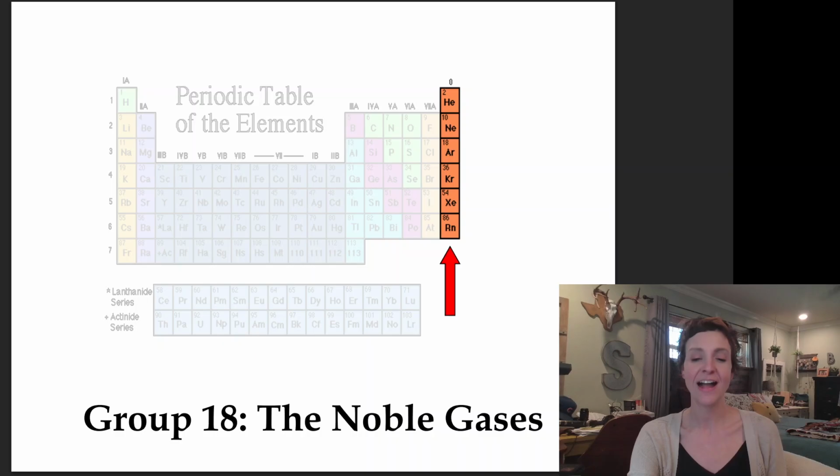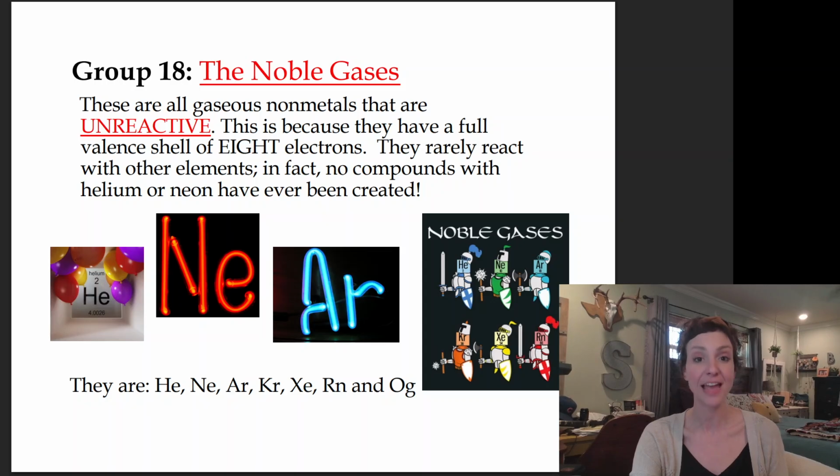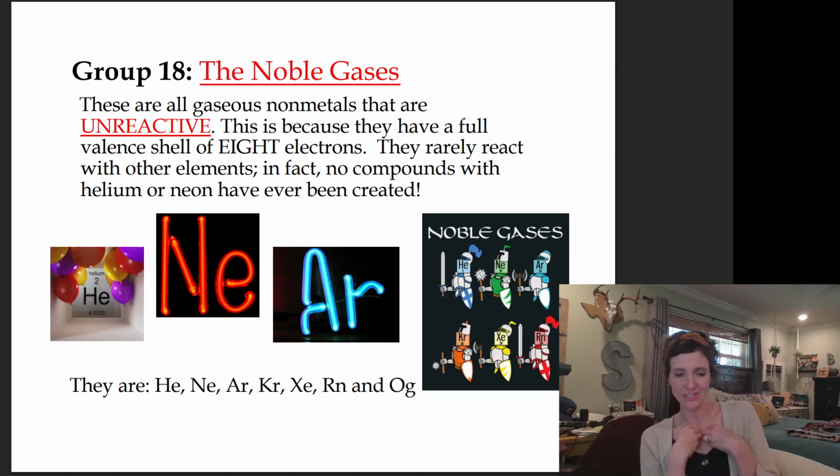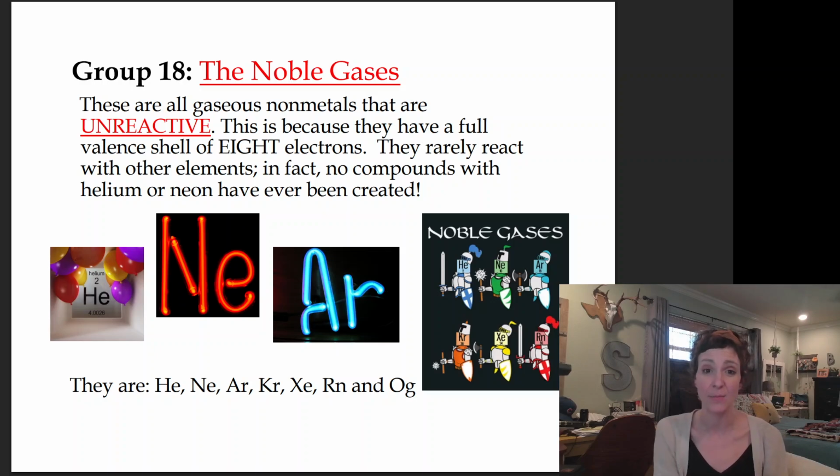That brings us to our final group, the noble gases. This is group 18. And the noble gases are all gases, and they are unreactive. And the reason why they are unreactive is because they have a full valence shell of 8 electrons. And if they have a full valence shell of 8 electrons, they are not trying to get more electrons to make 8. They're also not trying to get rid of electrons to make 8. So they rarely react with other elements. In fact, no compounds with helium or neon have even ever tried to be creative.